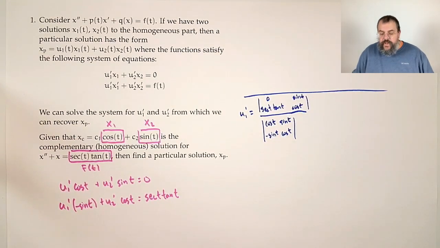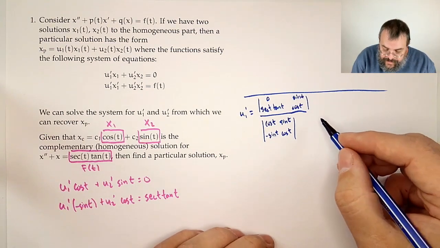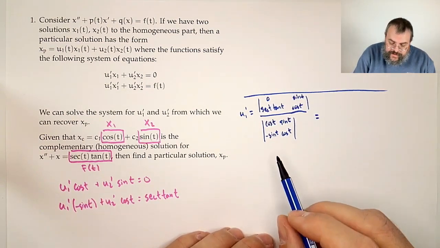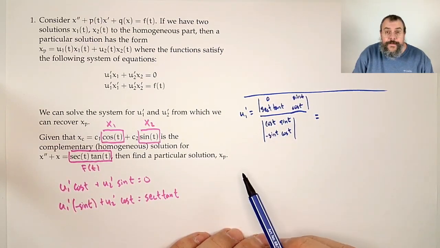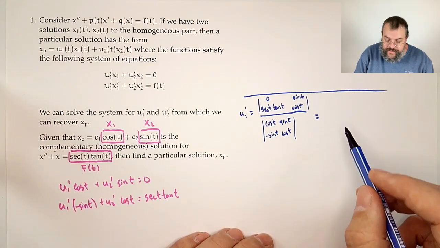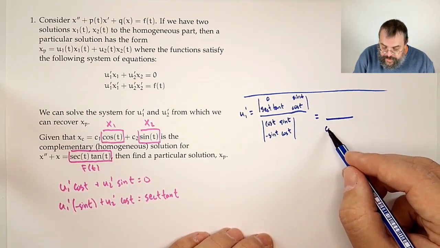Okay, well, what do we have? Okay, so let's do the downstairs, because that's going to be nice. Cosine squared, subtract minus sine squared. It's cosine squared plus sine squared. And we'll write it down.